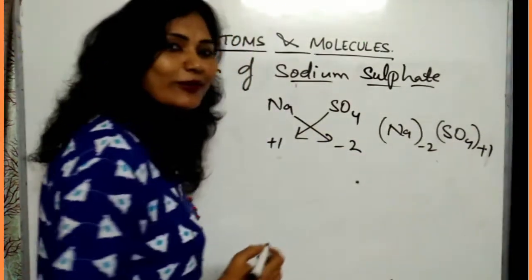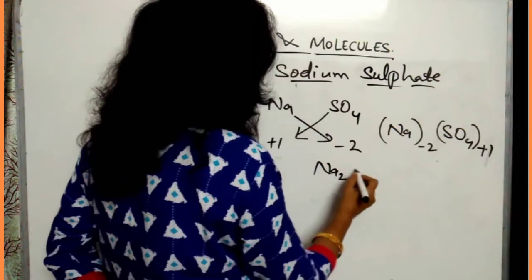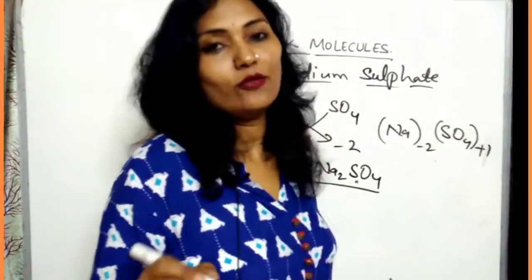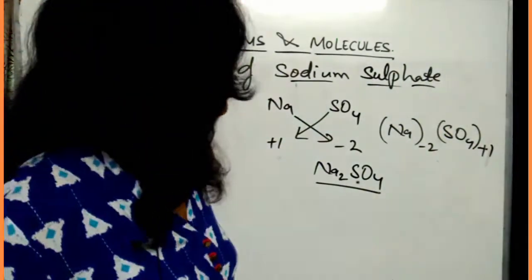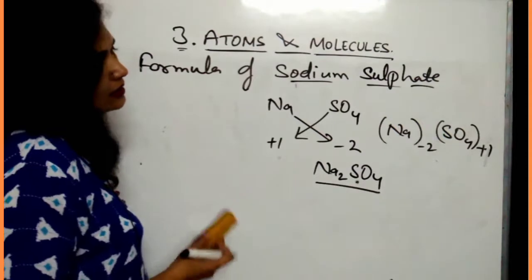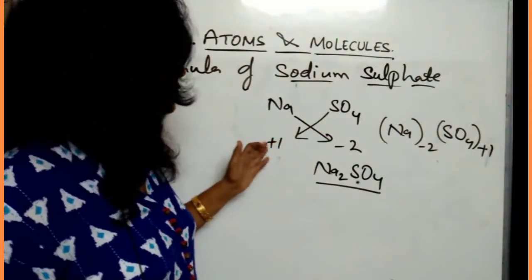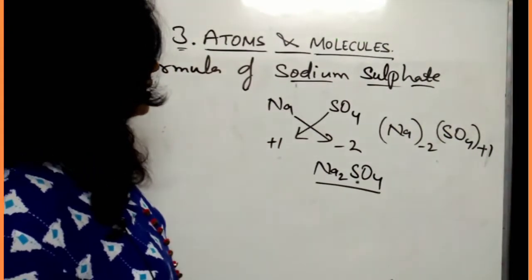Okay, so what we will do, we will just take off the bracket: Na2SO4. Ignore the 1. If 1 is there, then we should ignore that 1. Okay, now we can take another example. These valencies are the same, like the valency of sodium is +1.